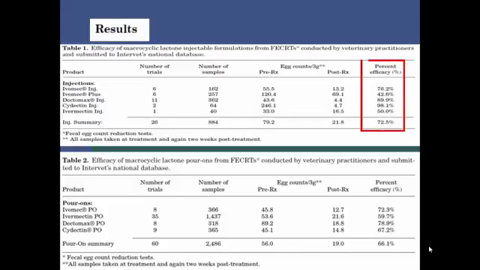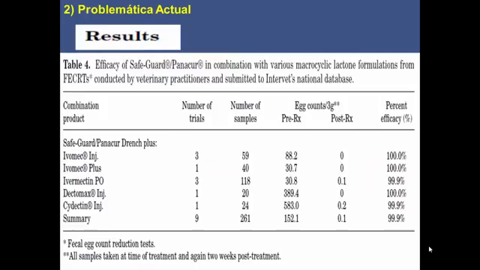However, if we look at the bottom of those tables, we notice that the average efficacy is 72% for the injectables and only 66% for the pour-on preparations. In other words, there is already much resistance, and it's only going to get worse as they continue using this type of macrocyclic lactones.